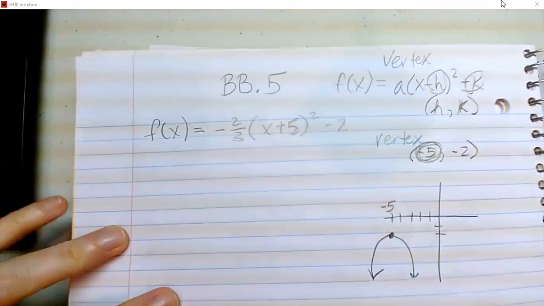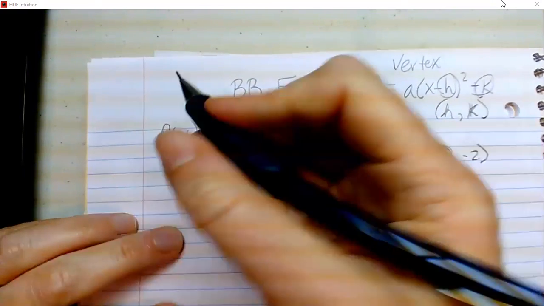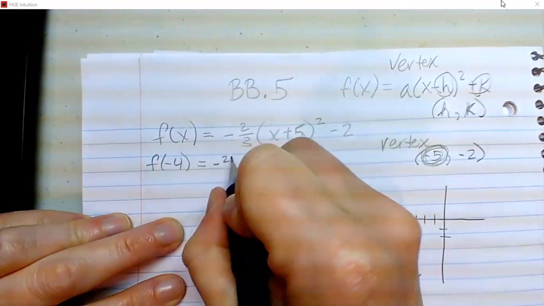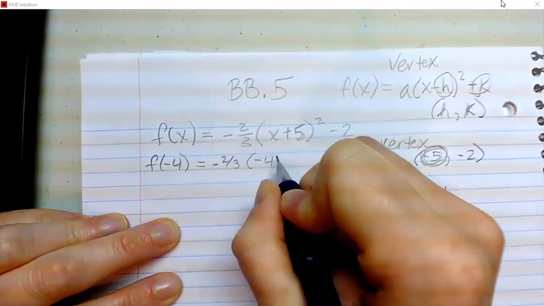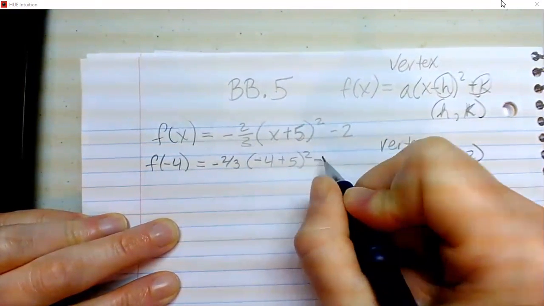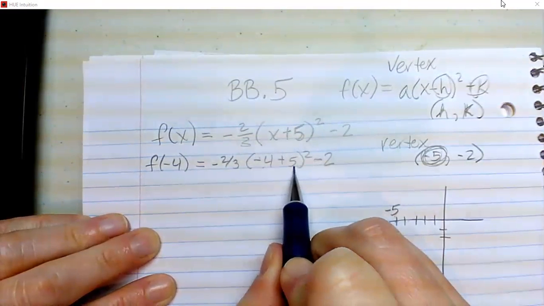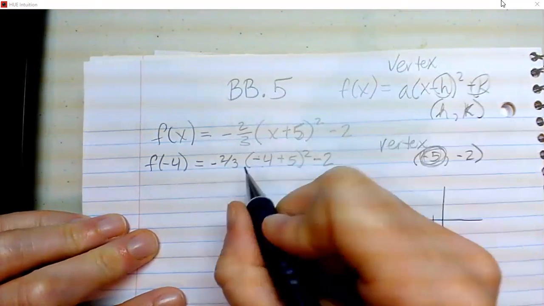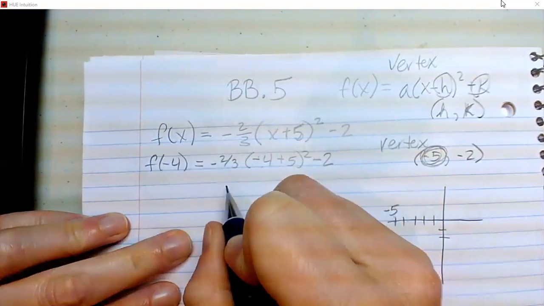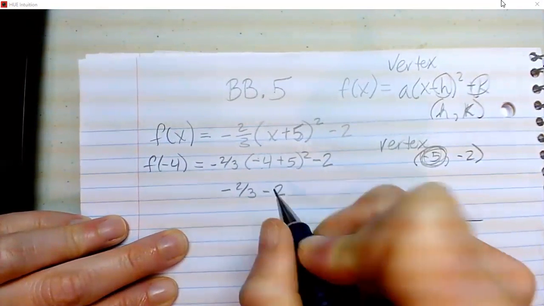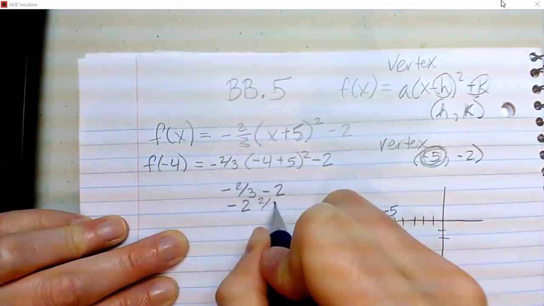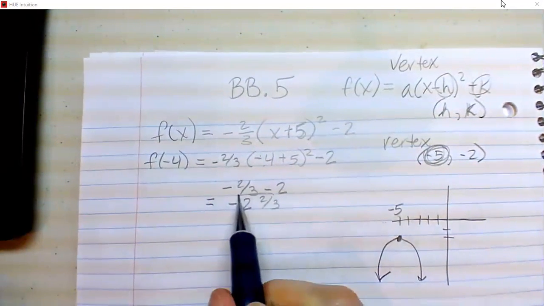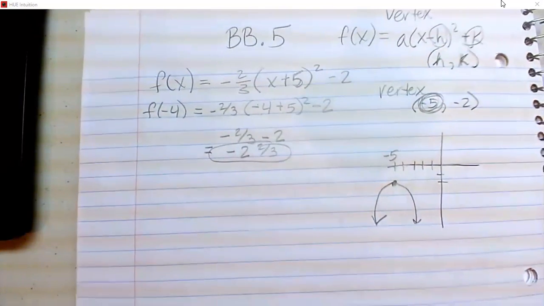Okay, so let's try -4. I'm going to plug in f of -4 into the quadratic. So I've got -2/3 times (-4 plus 5) squared and then -2. So -4 plus 5 is 1. 1 squared is still 1. And 1 times -2/3 is -2/3, and then -2. So that gives us -2 2/3. I'm not sure off the top of my head if IXL is going to let you graph that. My guess is probably not. So let's try something else.